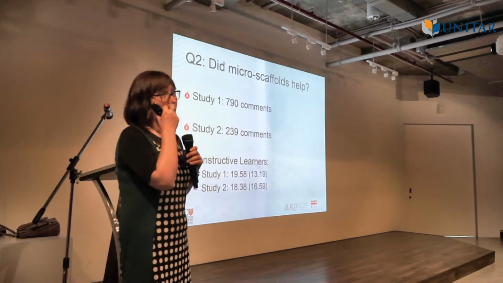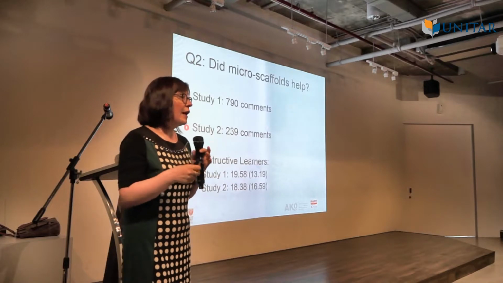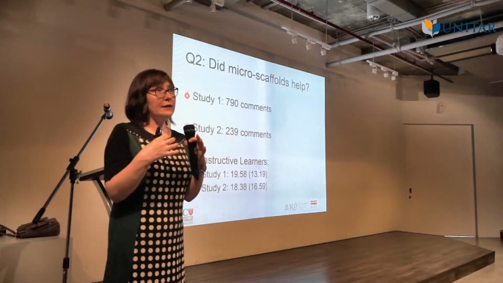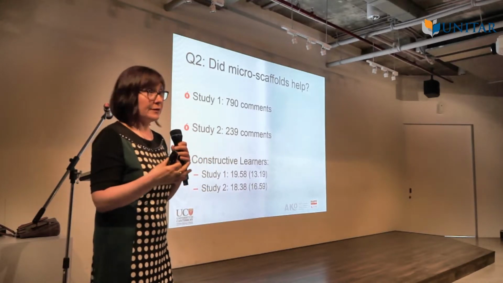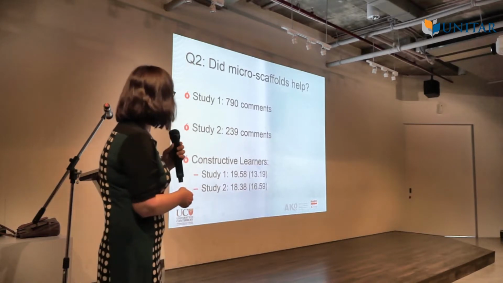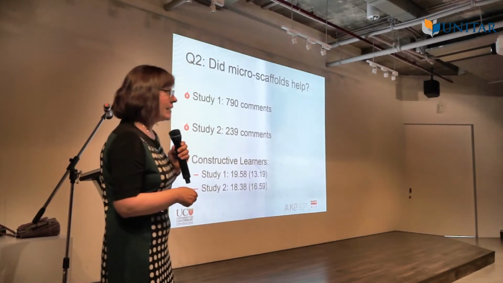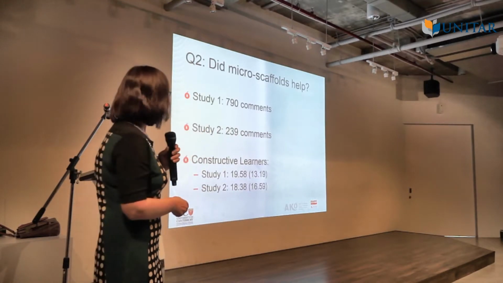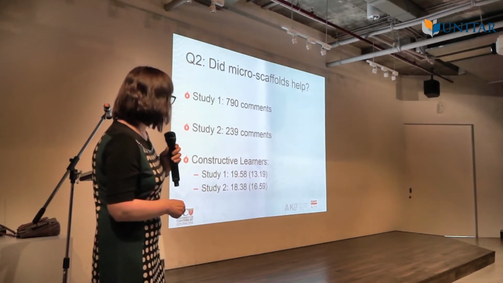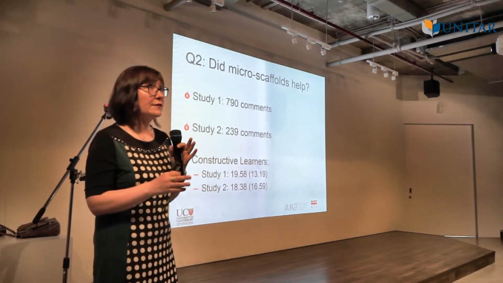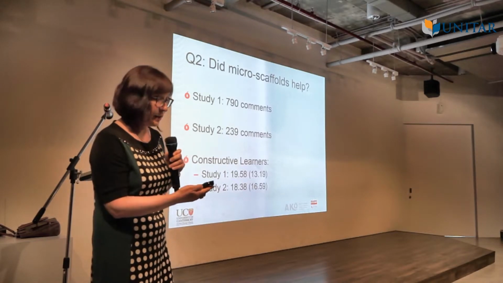The second question was about microscaffolds, the aspects in the ratings. We wanted to see whether that makes a difference. And in the second study, if you remember, the difference between the control group and the experimental group was that only the experimental group had aspects. So we compared the results. In study 1, that was the bigger study, there were 790 comments written by all students together. In study 2, we had 239 comments. But if you look just at constructive learners from the two studies, they made approximately the same number of comments. There was no significant difference between the number of comments.